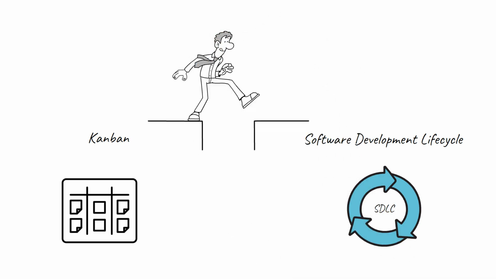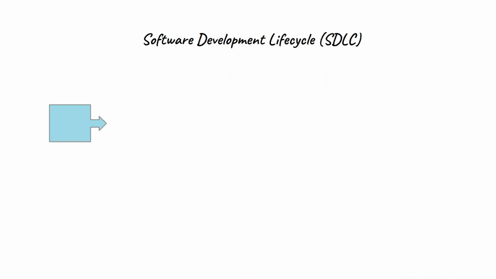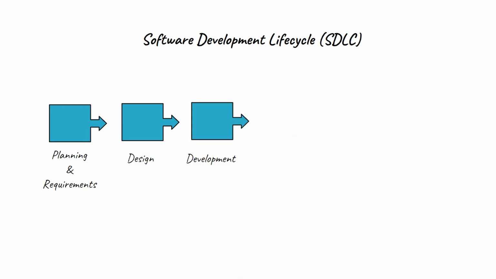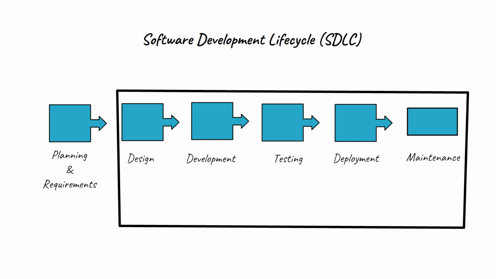Let's look for a quick second at the software development lifecycle to better understand these gaps and how to fix them. Most technology projects follow the software development lifecycle. These phases are planning, design, development, testing, deployment, and maintenance. Once the project starts and we have an idea of what we need to work on, Kanban can be easily used during these phases.